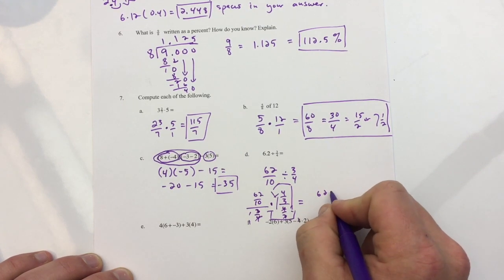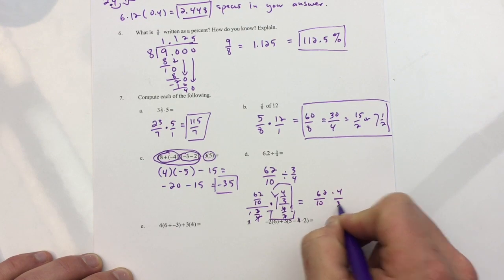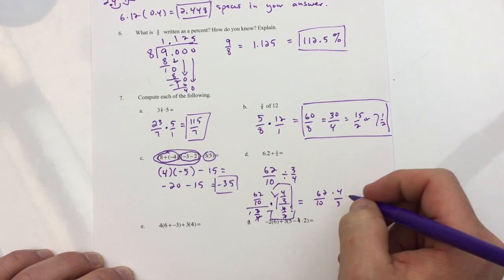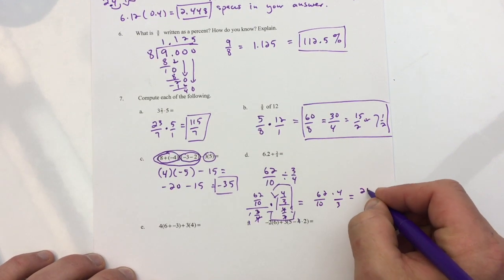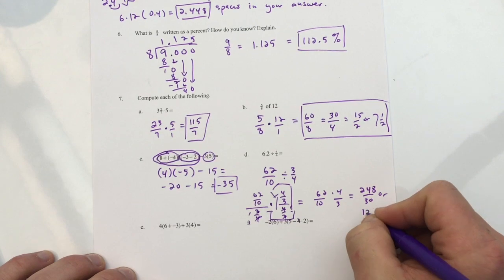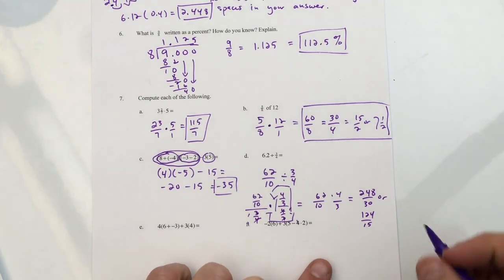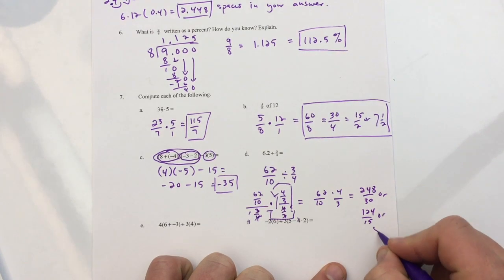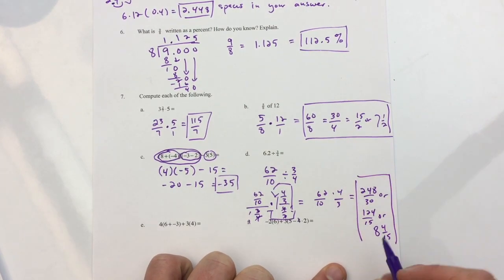So I have 62 over 10 times 4 over 3. And that is, what is that? 248 over 30, or 124 over 15, or 8 and 4/15.